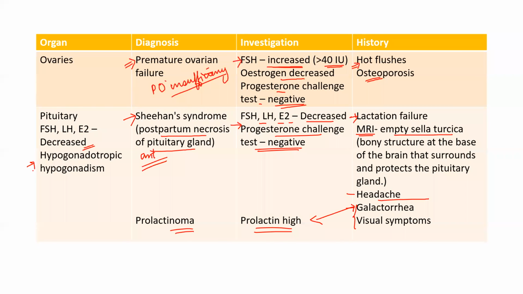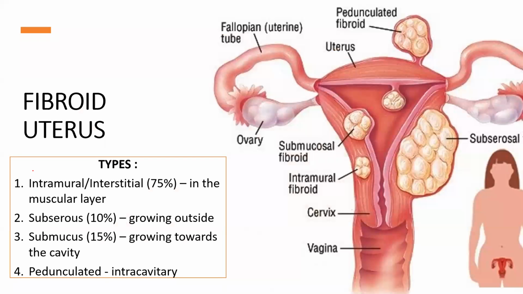Now coming to the next one, fibroid uterus. Now before going to a little detail about fibroid uterus, we will just brush up with the types. Now, talking about the types of fibroid uterus, we know there are 4 types, right?